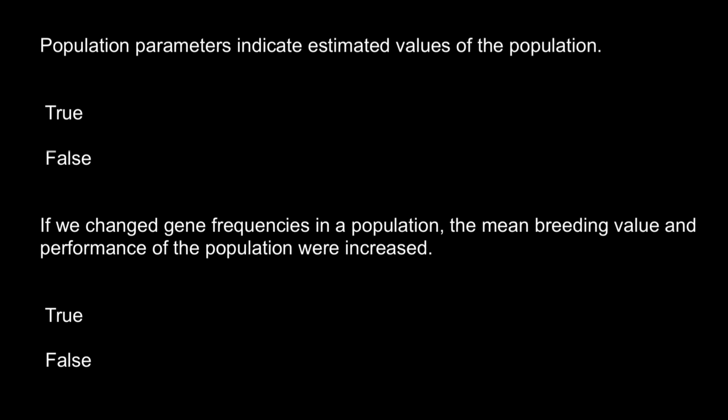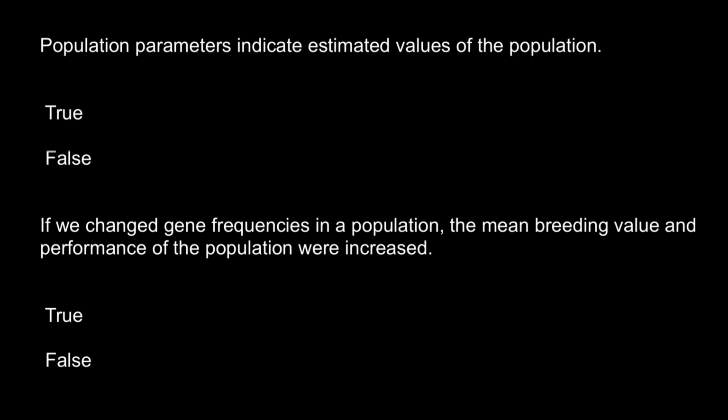I usually say easy true-false questions for you, but this is not the case today. The first statement is rather controversial, and let me explain why. So, population parameters indicate estimated values of population. What are population parameters? There are two types: true, as opposed to estimated, measures are termed population parameters.